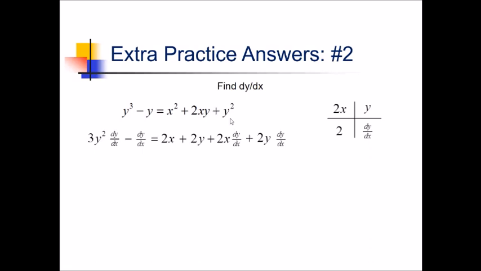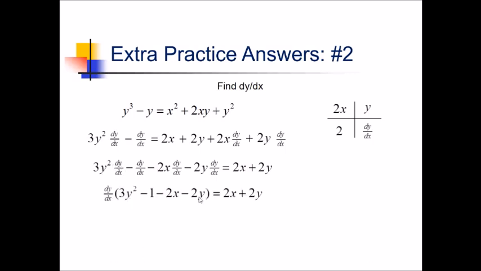So I'm going to move these two terms that have dy over dx's over to the left side by subtracting, leaving only the 2x and the 2y over on the right side. Next, I can factor out a dy over dx from everything on the left side, so that leaves me with 3y squared minus 1 minus 2x minus 2y in a parentheses. And now I'm just going to divide 2x plus 2y by all of the stuff in that parentheses, and I'm done.